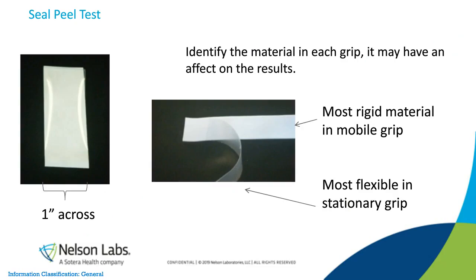The seal peel test takes a 1-inch wide coupon from the seal and pulls it apart on a tensile tester, then measures the force required to open that seal. The coupon is placed in the tester grips with the most rigid material in the mobile grip. For our coupon, the Tyvek would be the most rigid.